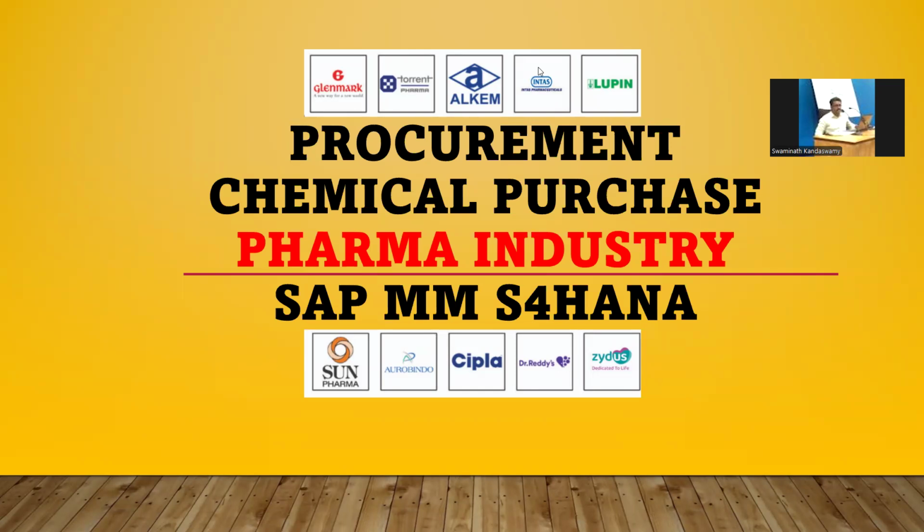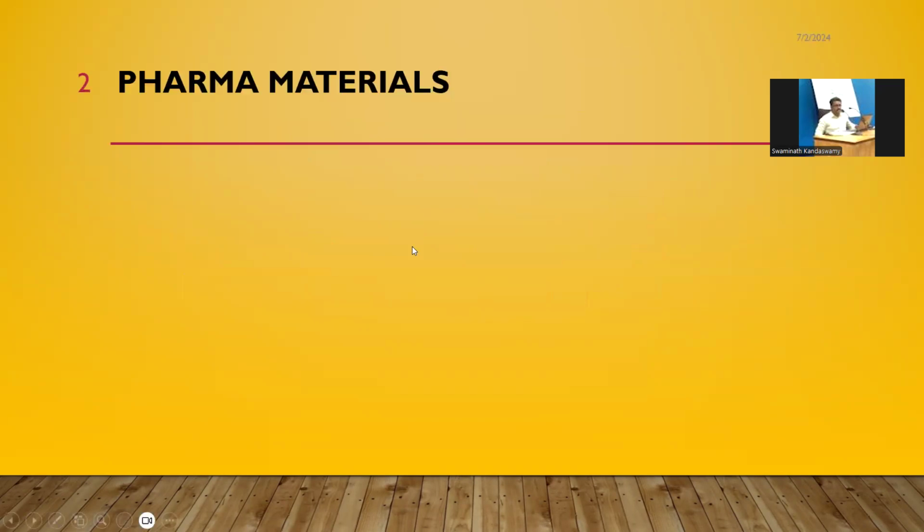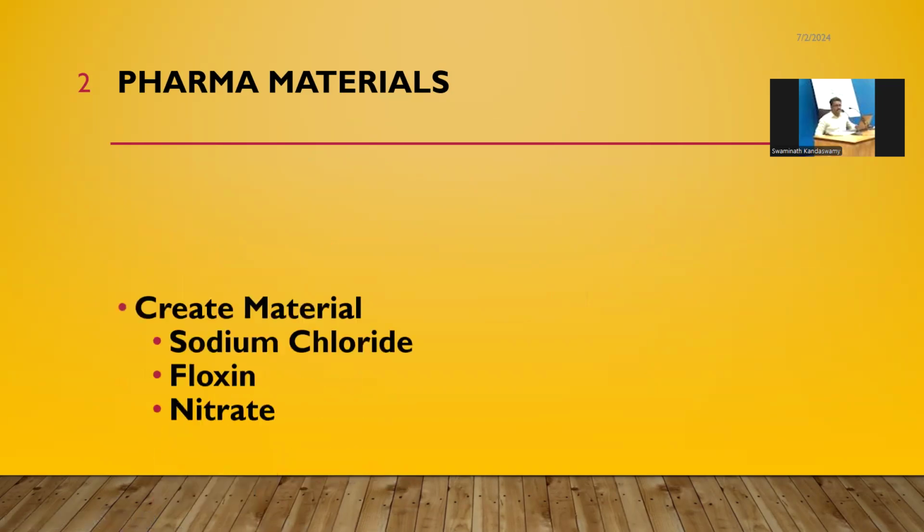Hello everybody, Swaminath here. Today we are going to see procurement in the chemical and pharma industry, particularly in the pharma industry. So how do we procure in SAP MM in the pharma industry? Let's see what products they may buy, procure, or purchase in the pharma industry.